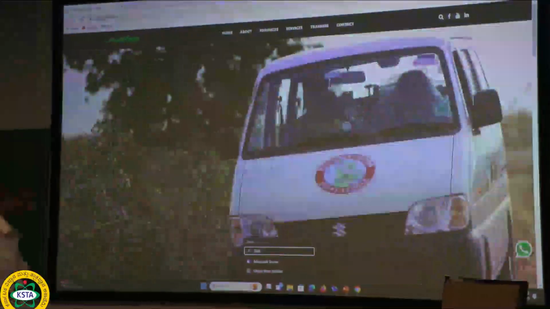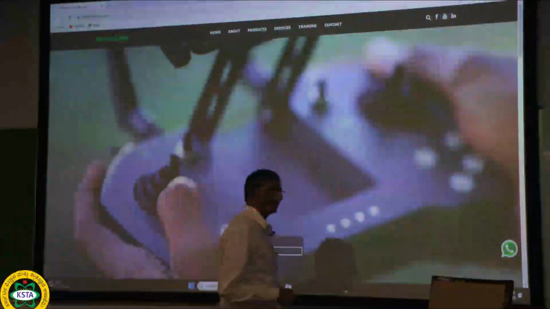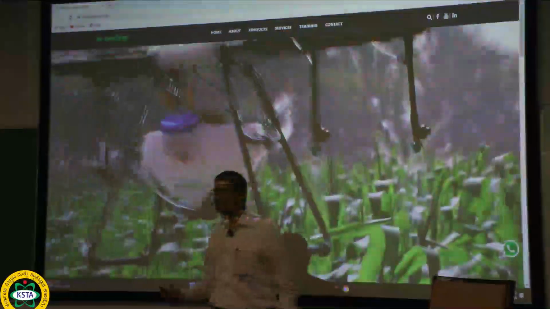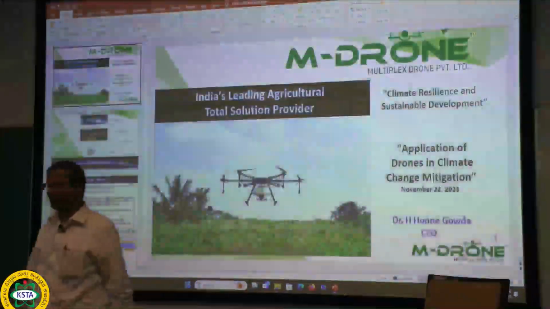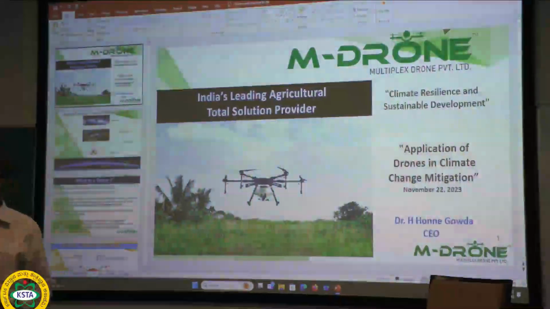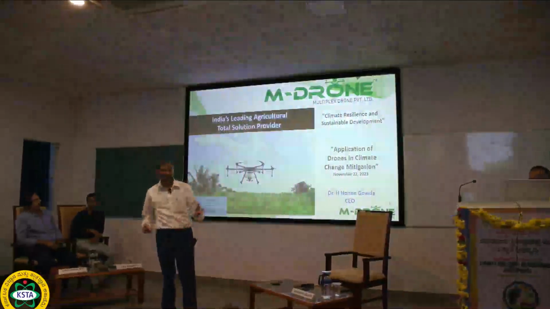Okay, yes, you can go back to the other one. So this is our Multiplex, a company situated in Bangalore. Multiplex is actually a fertilizer company. It's a very big company. They have a presence across the country, and of course even in some of the South Asian countries, and they have taken up this drone. So far, they have already built 300 drones.